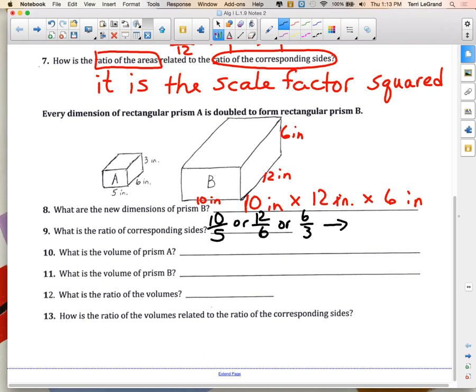No matter which one you get, when you simplify all 3 of those down, what do you get? 2. Hopefully we don't get a half because our prism got bigger, right? Should our scale factor be bigger than 1? Yes, it should be, shouldn't it? So, look at that, the ratio of corresponding sides became our scale factor, right? Isn't the doubling the scale factor? Let's put that over here. Scale factor is 2, just in case we wonder later. The scale factor in this one is 2. The ratio of corresponding sides came out to 2.